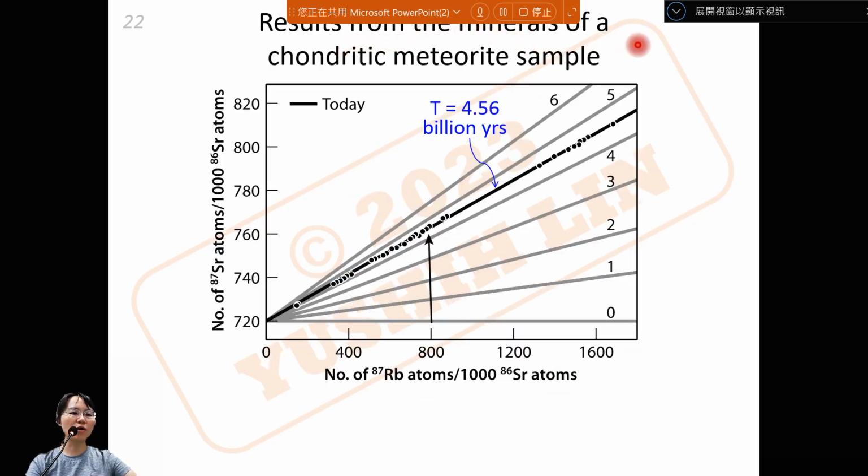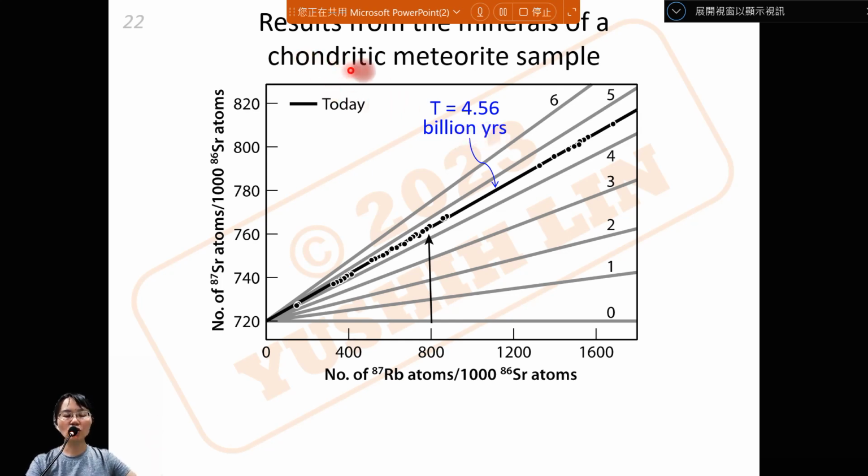Results from minerals of chondritic meteorite samples. This is the result of chondritic meteorite samples. You can see in this sample, they measure many different mineral grains, and they sit very well on this line. This line tells you the time is 4.56 billion years ago.